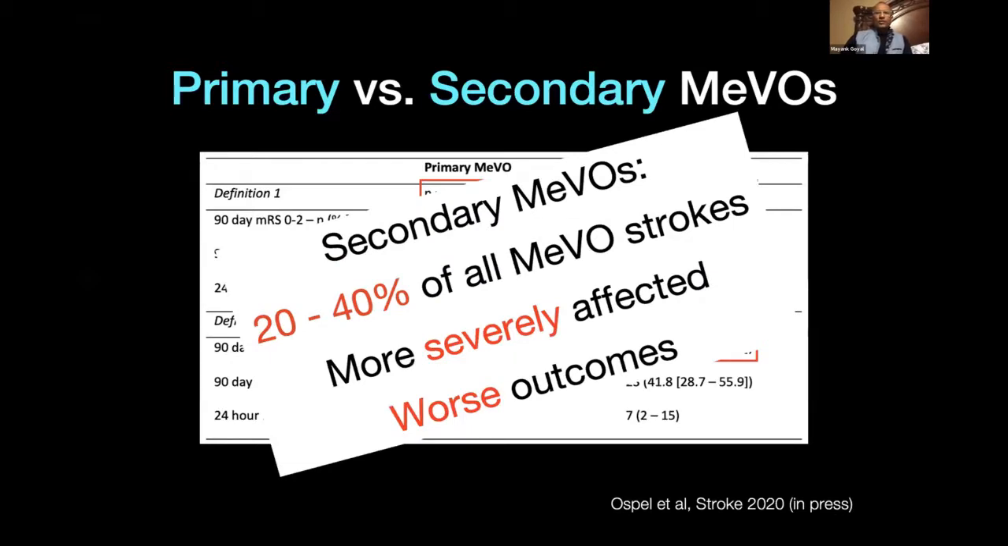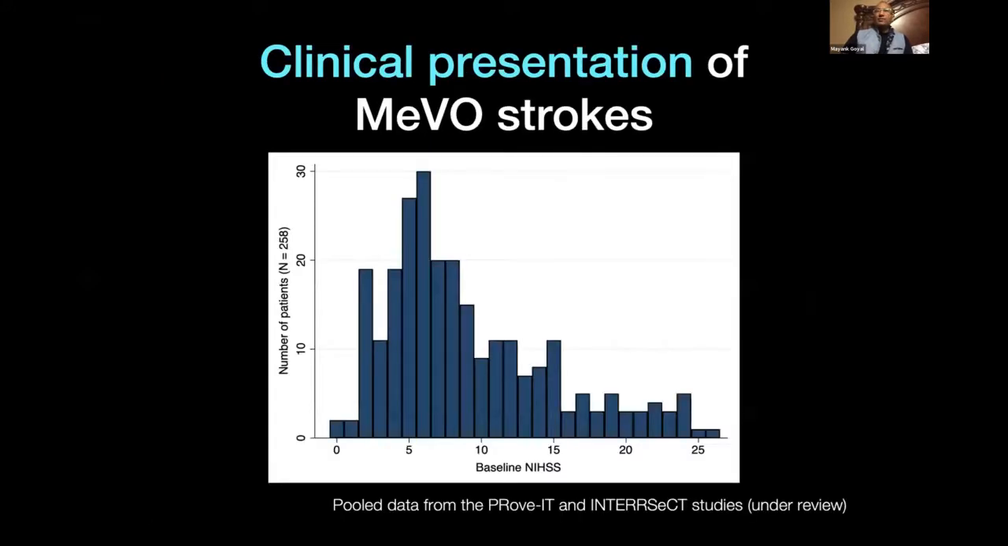It is also important to note that in our data set, 20 to 40% of all MeVO strokes were secondary MeVOs, which were more severely affected and have worse outcomes. The other part is this thinking that MeVO strokes are going to be relatively mild. So we looked at all our data set MeVO strokes. And in fact, as you can see, they are mild compared to the LVO strokes.